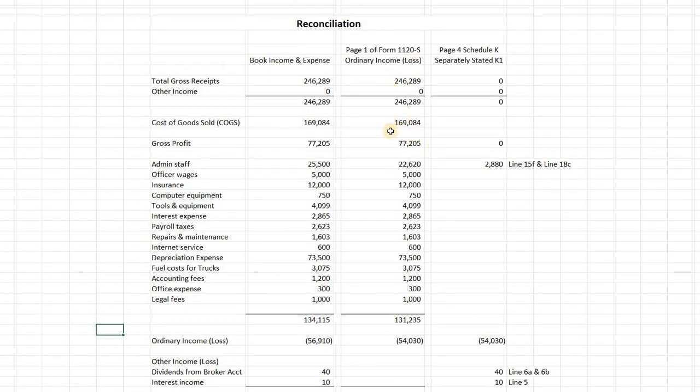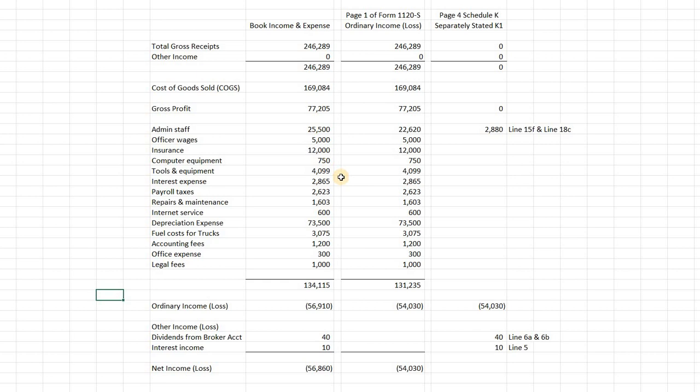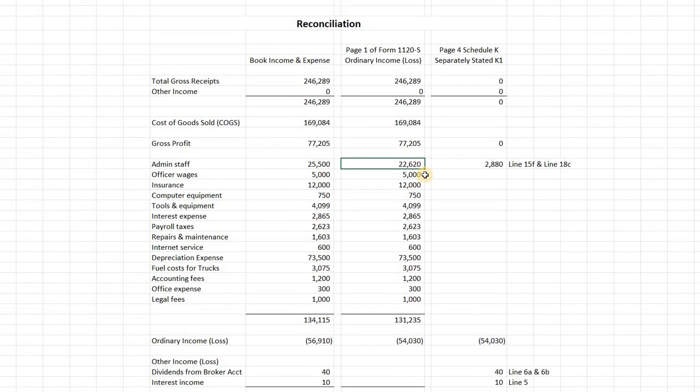Page 1 of Form 1120S, what we're including here are the amounts that should be included on page 1, and we're omitting the separately stated items and any other adjustments, in accordance with the instructions. So what you'll notice here is that it is pretty much the same for most of these line items. Here are the items that have changed, right? So notice the admin staff wages, $25,500. The amount we're reporting on page 1 is $22,620, so the variance is $2,880.